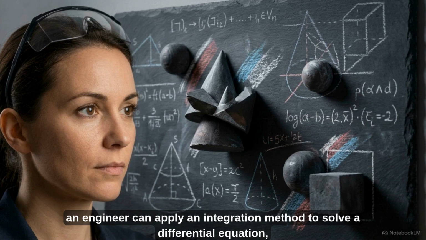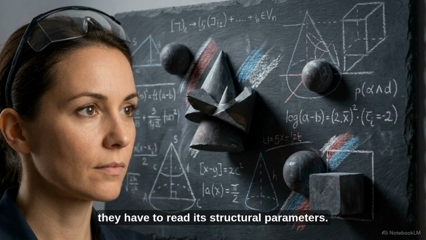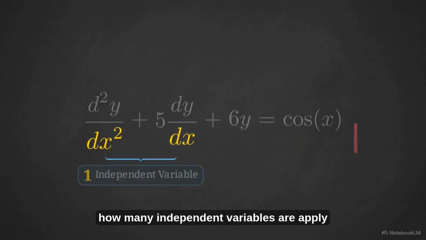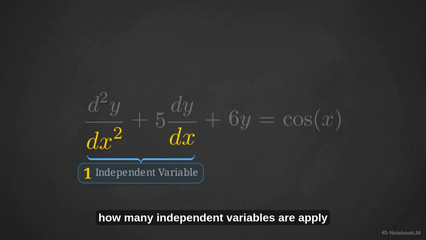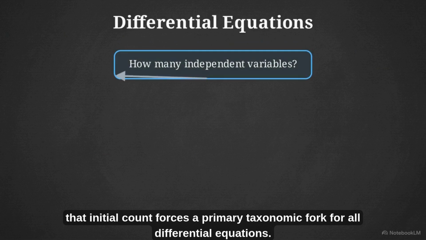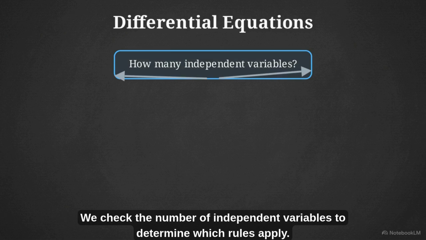Before an engineer can apply an integration method to solve a differential equation, they have to read its structural parameters. That diagnostic process begins by counting exactly how many independent variables are at play. That initial count forces a primary taxonomic fork for all differential equations. We check the number of independent variables to determine which rules apply.